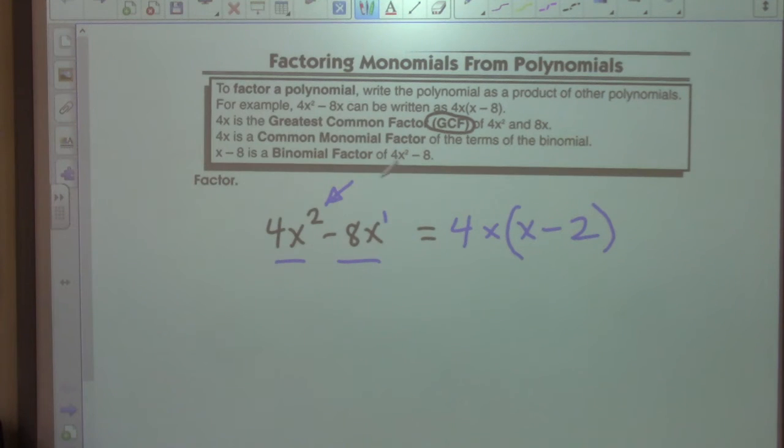Okay. All right, this is binomial. X minus 8 is not a binomial factor of that. It's x minus 2. It's 4x. If you multiply this back together, you'll get 4x squared. They got that right. But then you'd have minus 32x. So they messed this up.